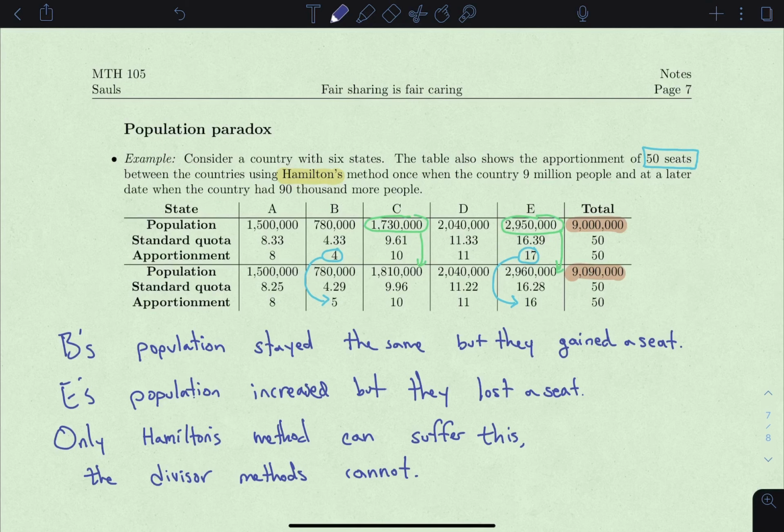So that's the population paradox, and we have another hit against Hamilton's method with this.